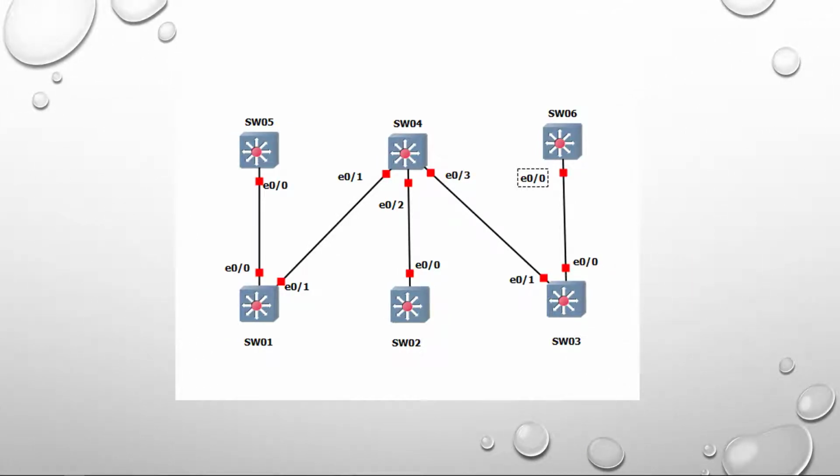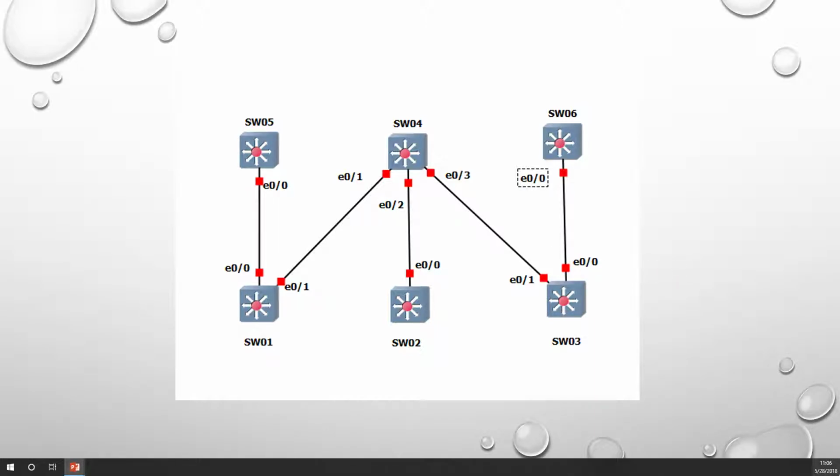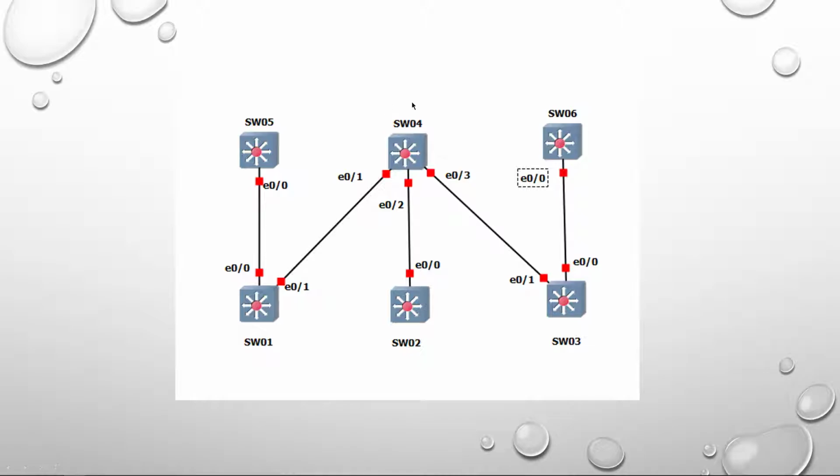So this is the lab that we're going to use for showing you the VTP domain features or VTP pruning features. We have 6 switches. Switch 4 would be the VTP domain server, and switch 1 would be the VTP transparent switch, and all the rest of them are VTP clients. So let us begin.